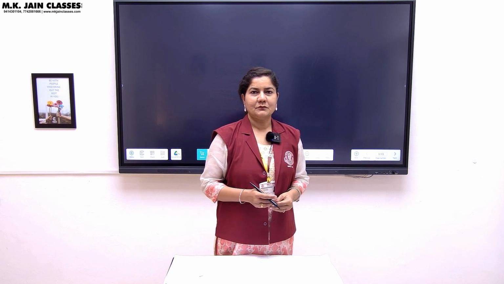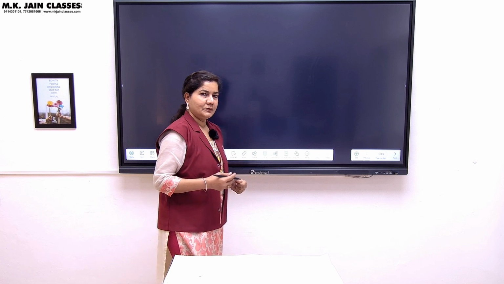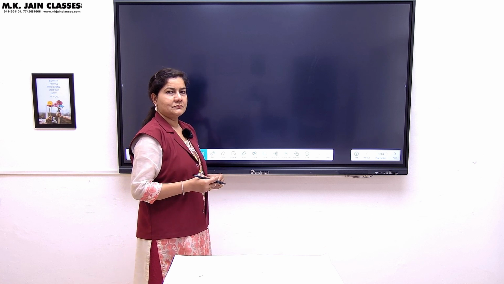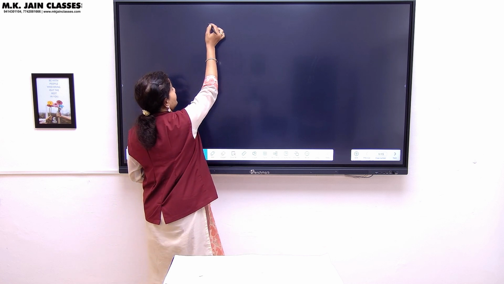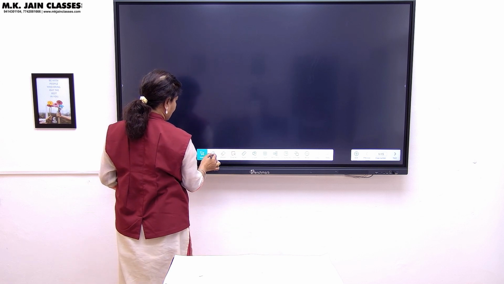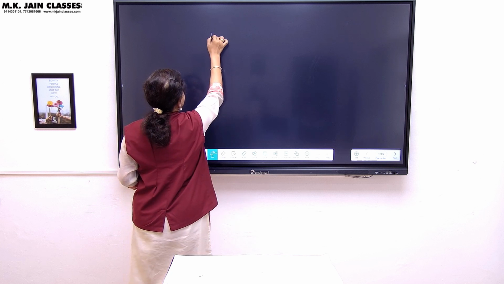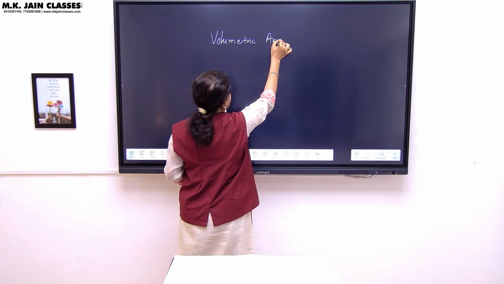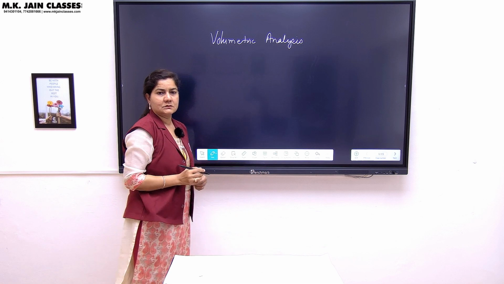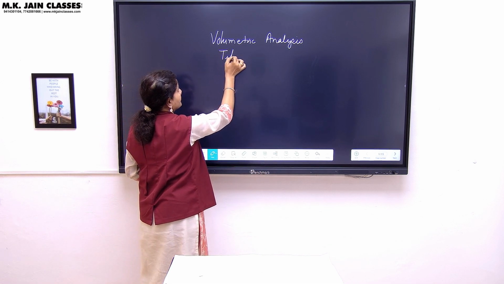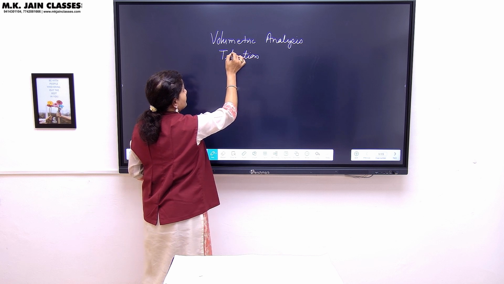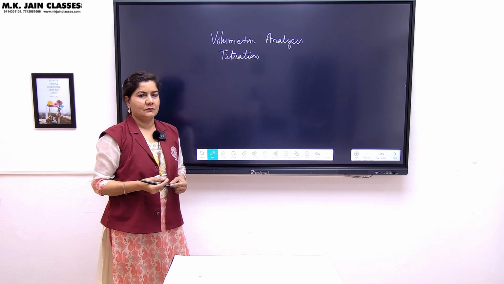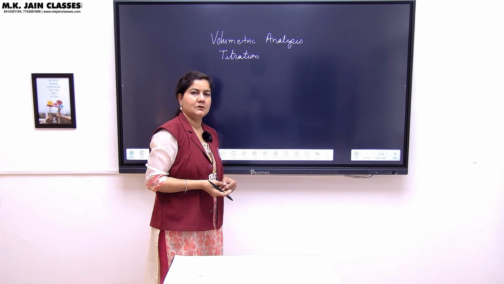Here we are going to perform the titration and how we do the titration in the laboratory. So we consider some points on how to perform the titration. First of all, we have to know that the titration comes in the volumetric analysis. In the volumetric analysis, we perform the titration. In the titration, we calculate the unknown concentration of any substance like KMnO4 or K2Cr2O7.